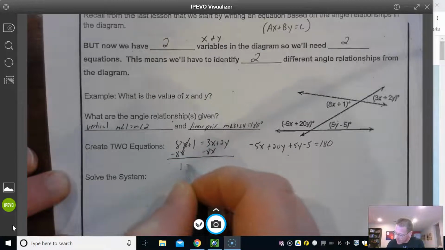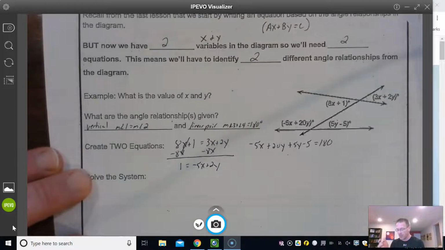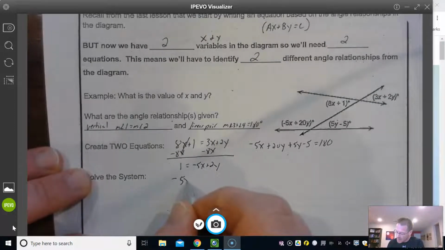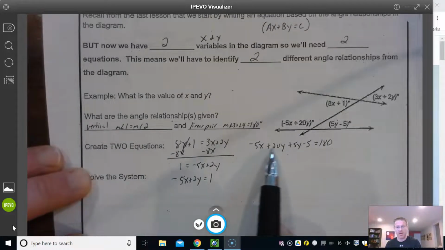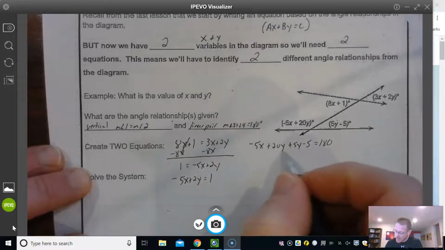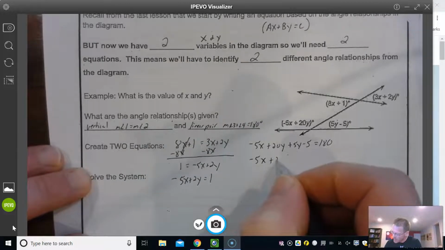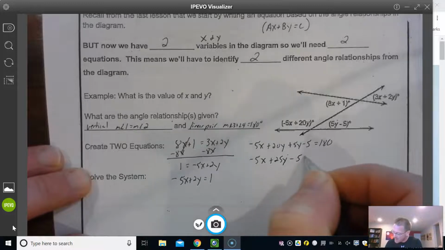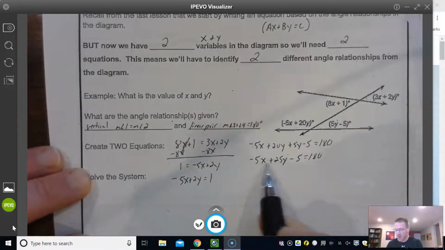That's 0, and I get 1 equals negative 5x plus 2y. And then remember, we can just flip this: negative 5x plus 2y equals 1, just like so. Now notice over here we have some like terms that we can work with. I have 2 y terms, so negative 5x, and then this would be plus 25y minus 5 equals 180 degrees. And now I have my x and my y on the left side.